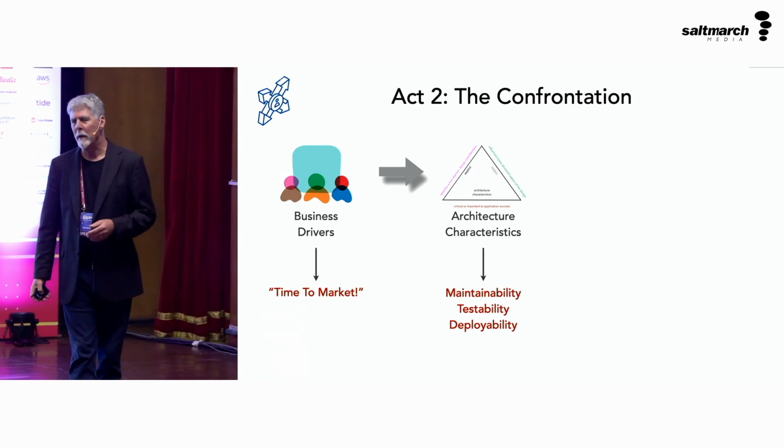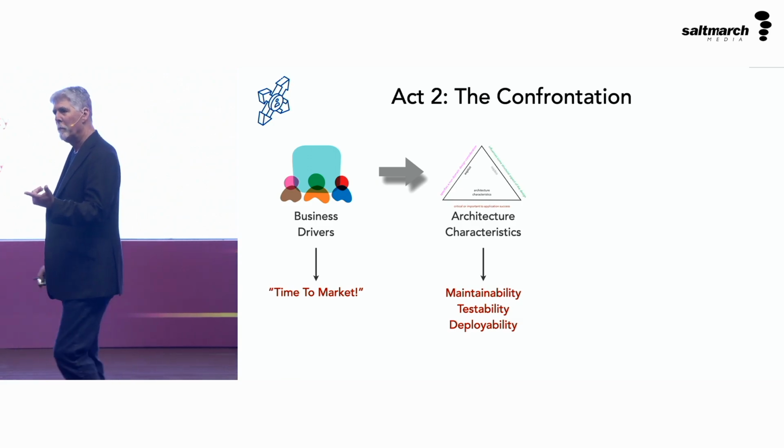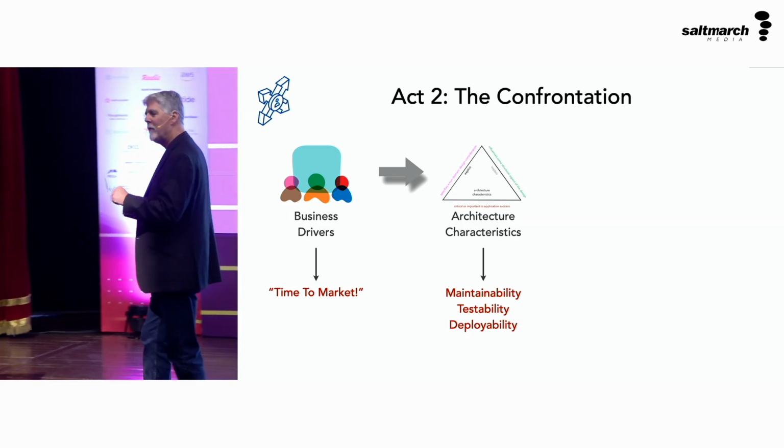And finally, deployability is about 3 things. It's about the ease of deployment. It's about the frequency of deployment. And it's about the risk involved with deploying our software.